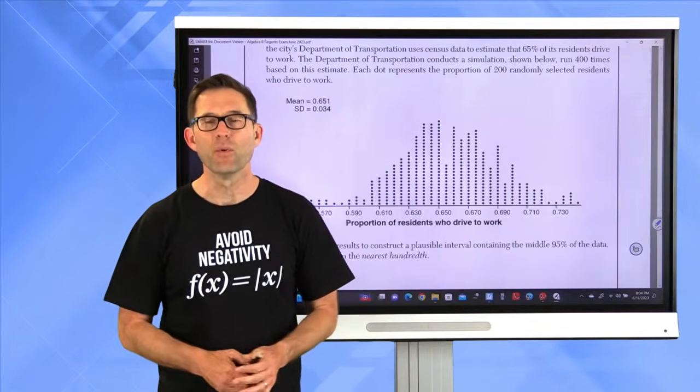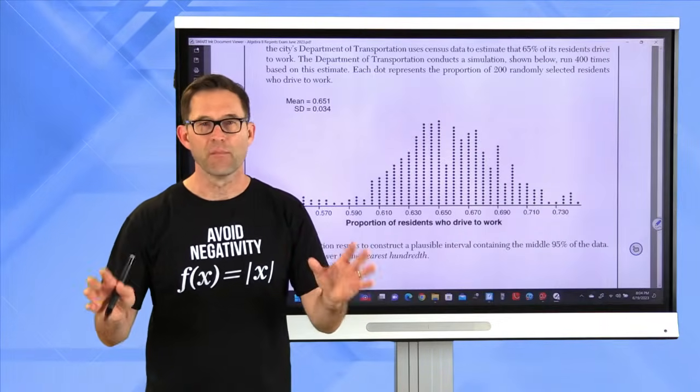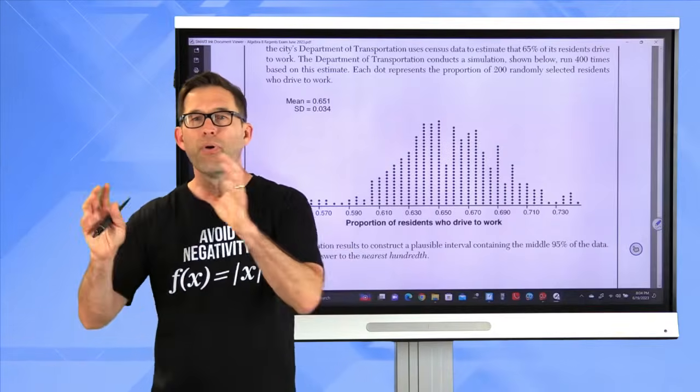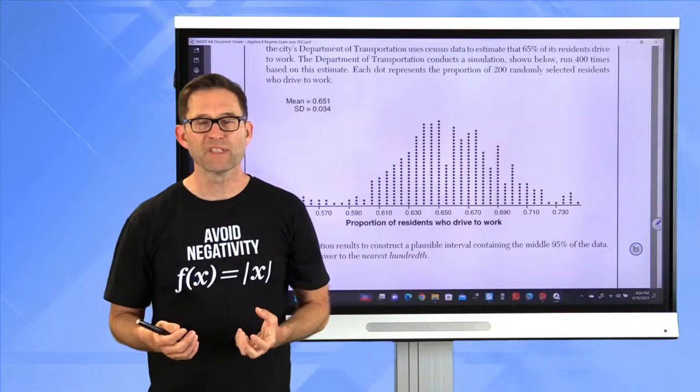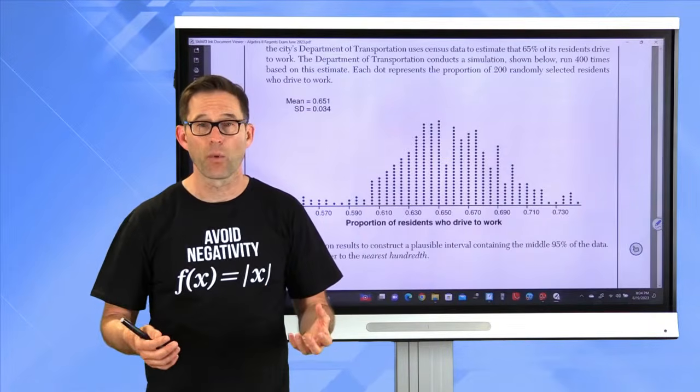Then what they do is they run a simulation. Now, how the simulations work is based on computers and random number generators and things like that, but they simulate pulling 200 people out of this population and seeing what proportion of those drove to work.